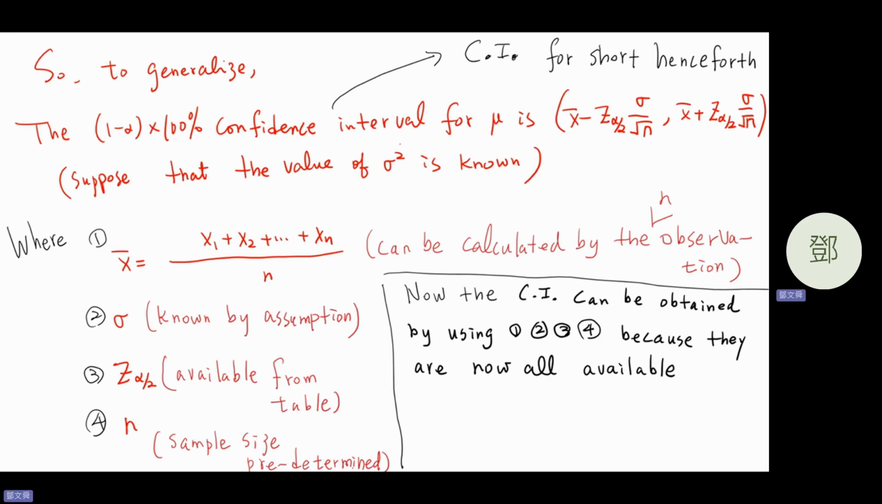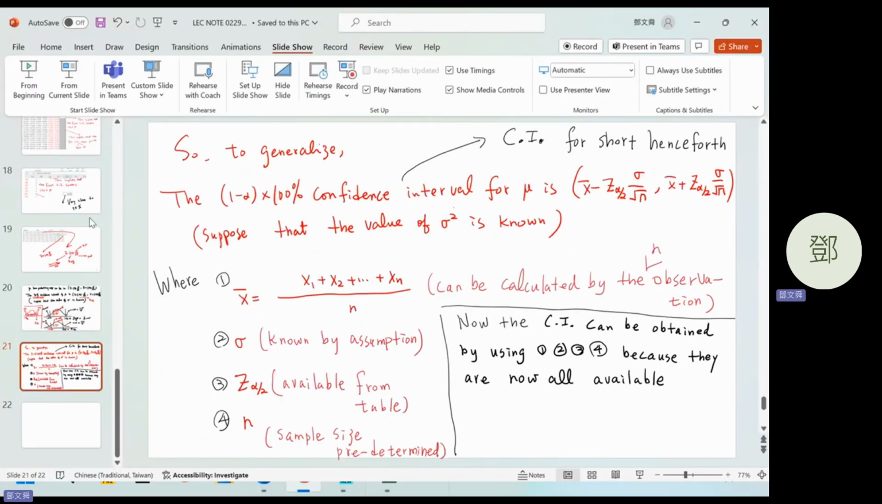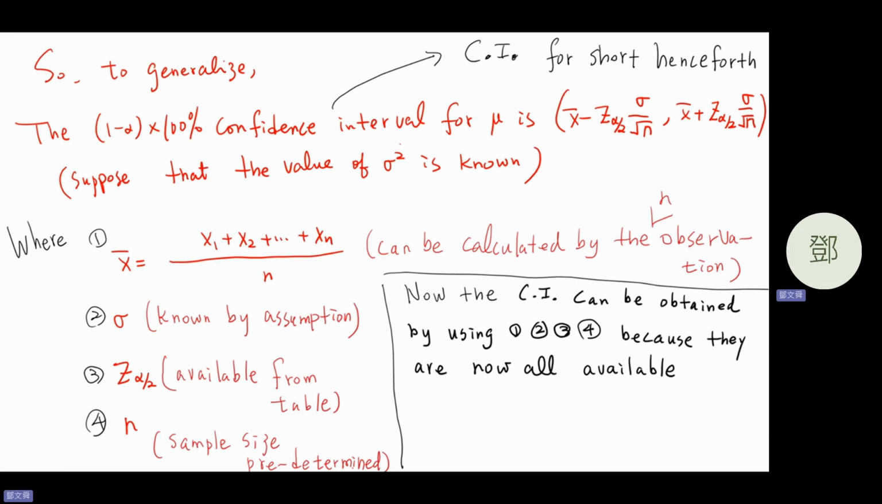This is the lecture note for this week. We also make a generalization and we obtain a general formula. All right, this is the general formula, and this time the confidence level can be anything between 0 and 1. So theoretically, we can construct the confidence interval because 1, 2, 3, 4 are all available.